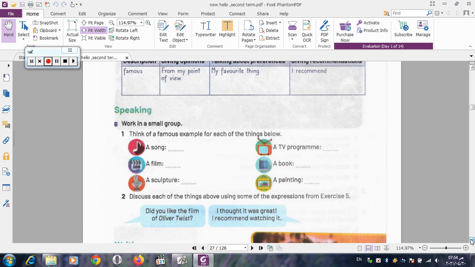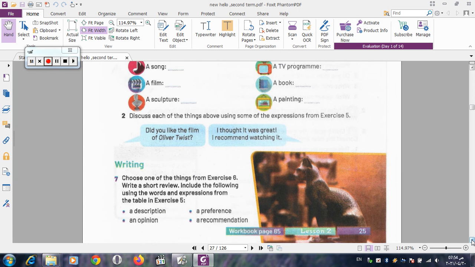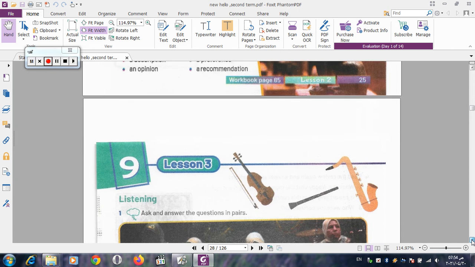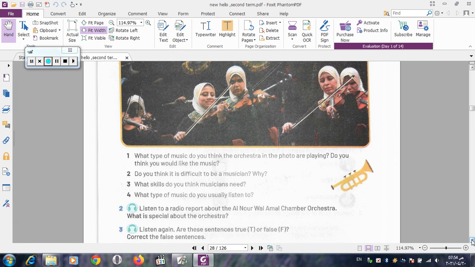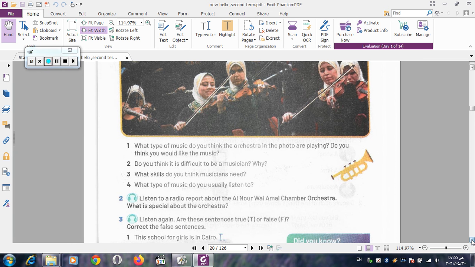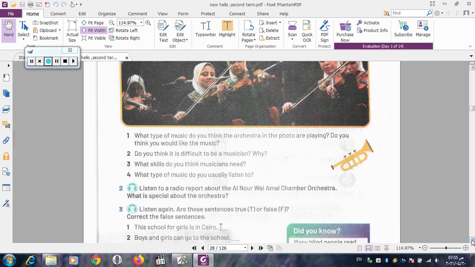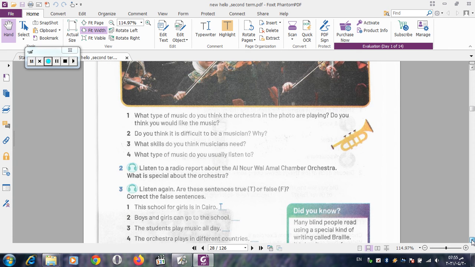Okay, here we have some words: song, film, sculpture, TV program, a book, painting. You will work in a small group to talk about this, what you like. Okay, here we have instruments. This is like a band or orchestra, but they are blind, by the way.